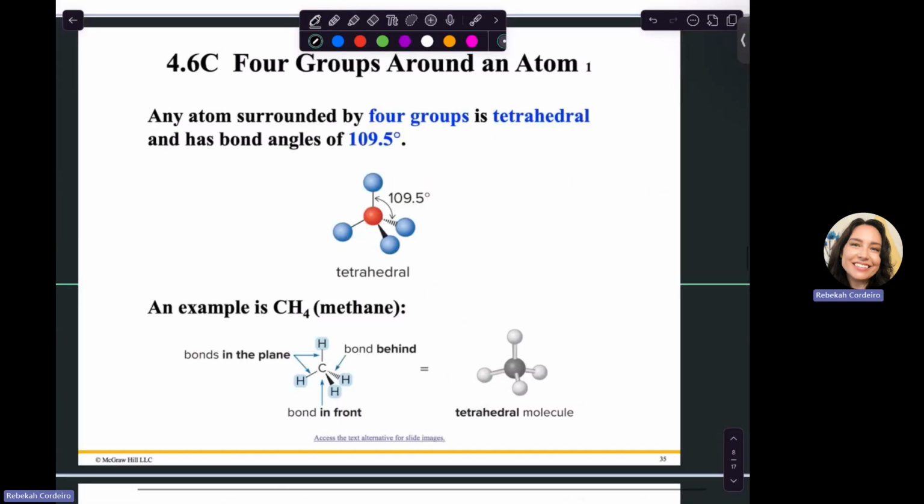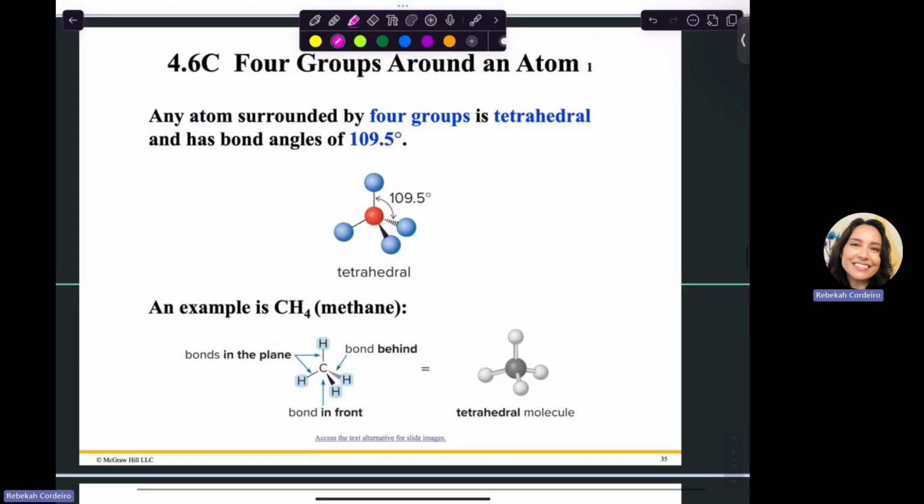If we have four things around the center and zero lone pairs around the center, we have 1, 2, 3, 4 things around the center. None of them are lone pairs. We're talking about the tetrahedral, and the angle is 109.5.